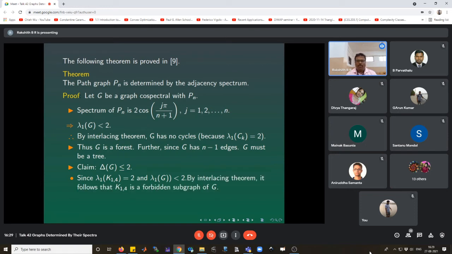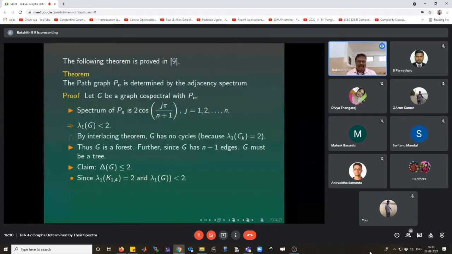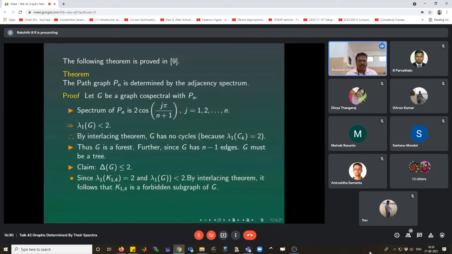This is because of the interlacing theorem. If it is a subgraph of G, then by the interlacing theorem, the largest eigenvalue of G has to be greater than or equal to 2. But since the largest eigenvalue of G is strictly less than 2, it is clear that G doesn't contain a vertex of degree 4 or more. So therefore, the maximum degree of the tree is less than or equal to 3.